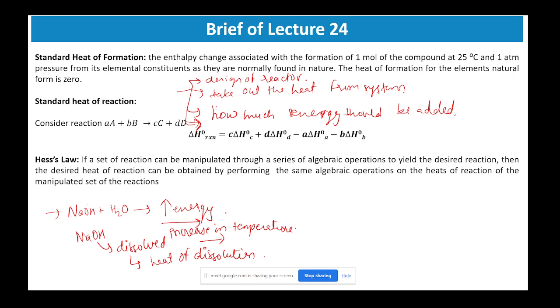So starting with the basics of this, the basic term for this is heat of formation for any reaction.